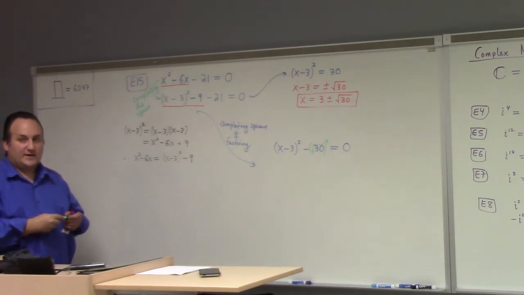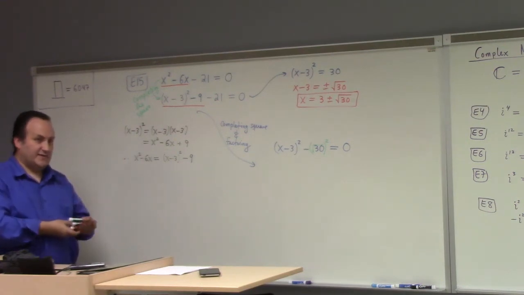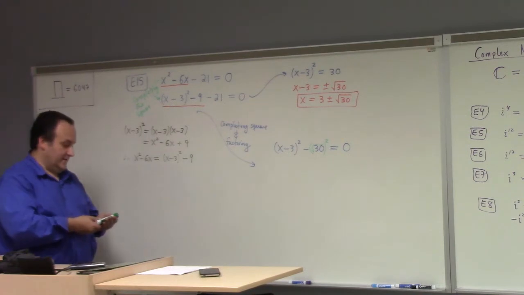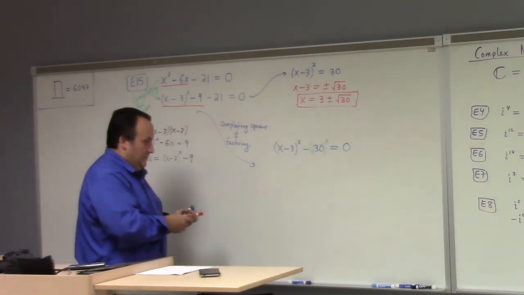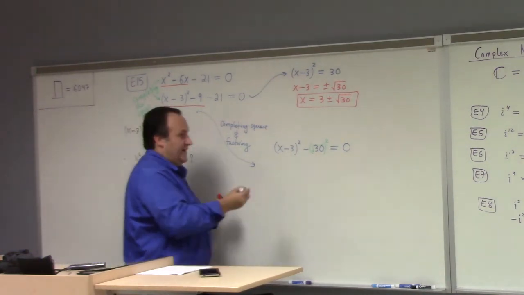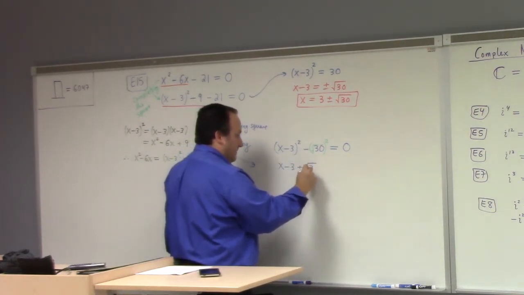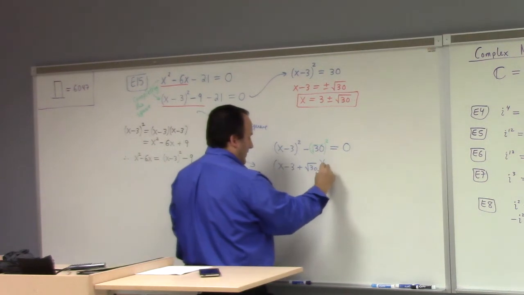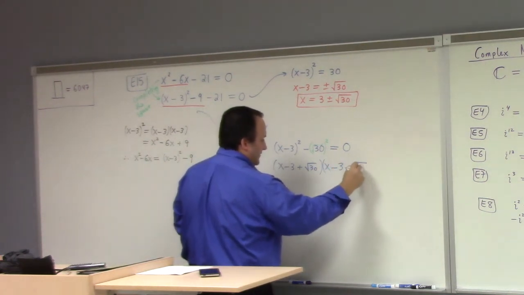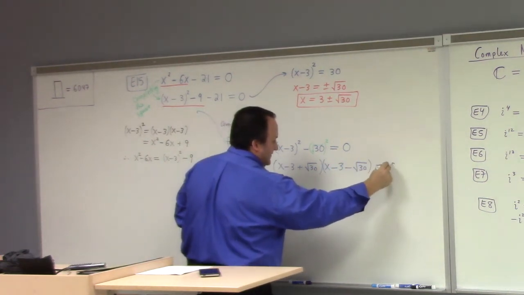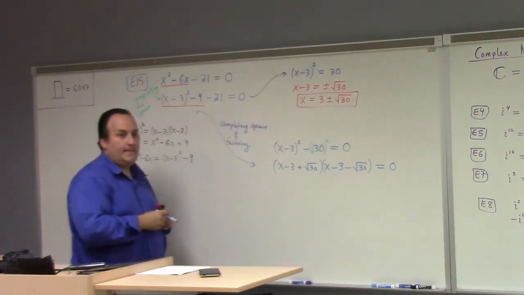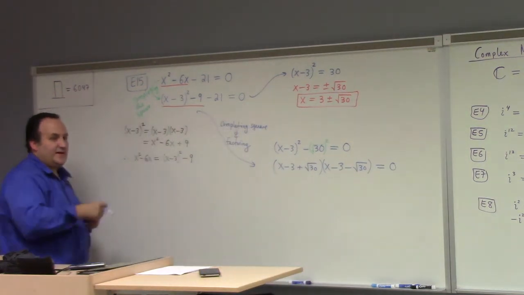So I can fall back on my difference of squares formula we talked about first class, right? A plus B, A minus B. It's that pattern. So once I see that, I can easily factor. (x − 3 + √30)(x − 3 − √30) = 0. I have the product of two factors equal to 0.